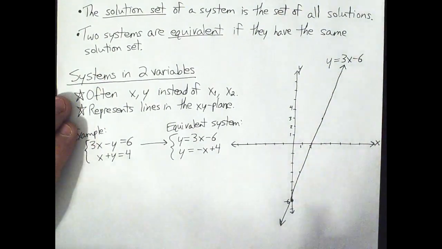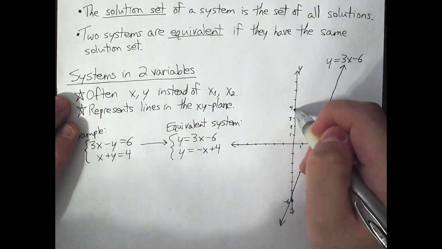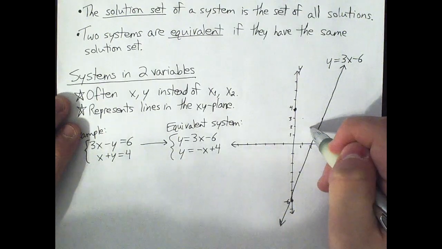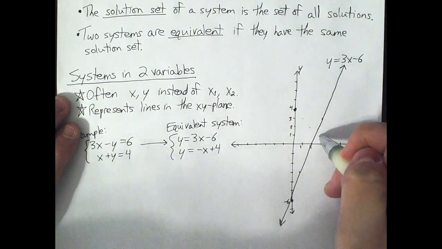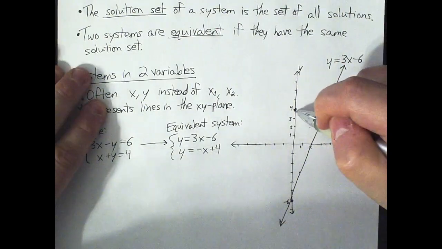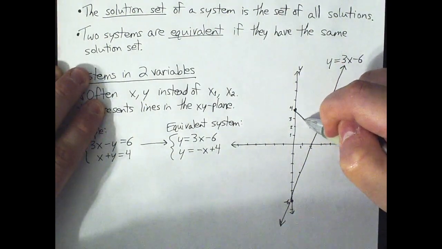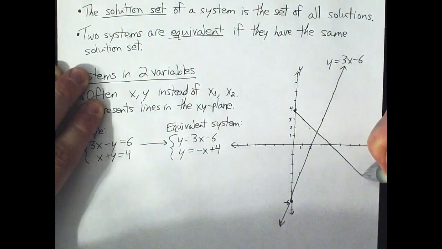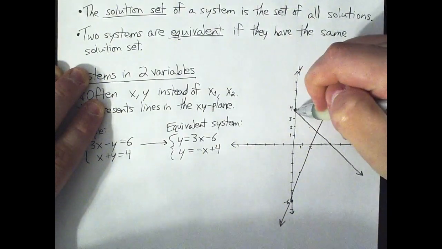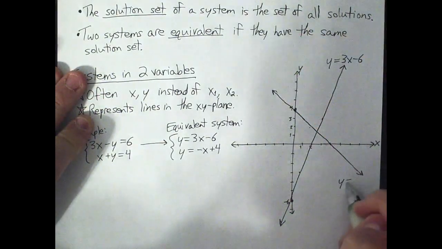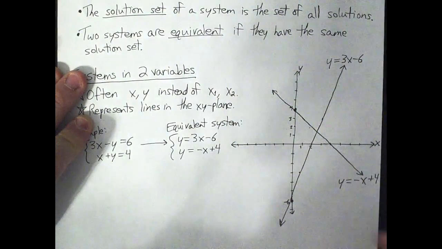And the other line, y equals -x plus 4, has a y-intercept of 4 and a slope of -1. So for every 1 unit we go over, we go 1 unit down, because the slope was -1. Okay, should look like that. y equals -x plus 4.